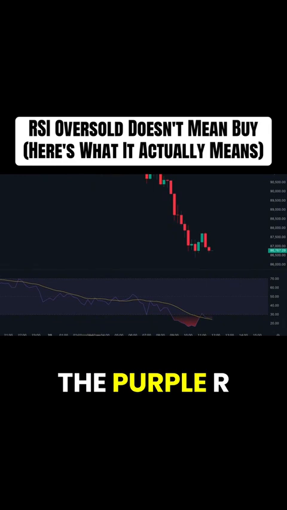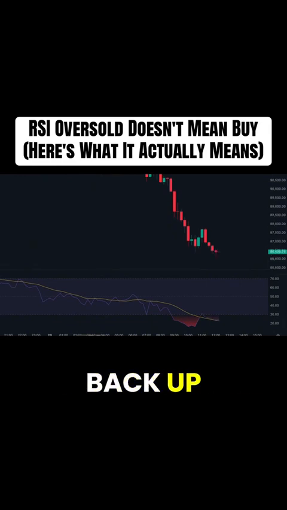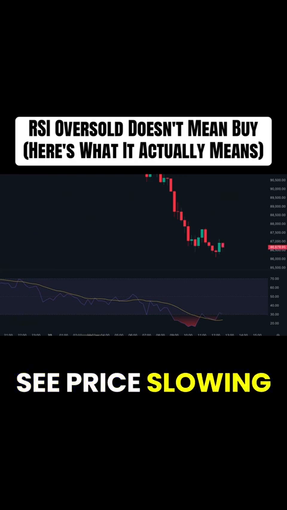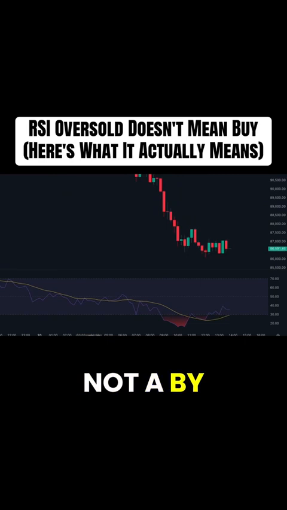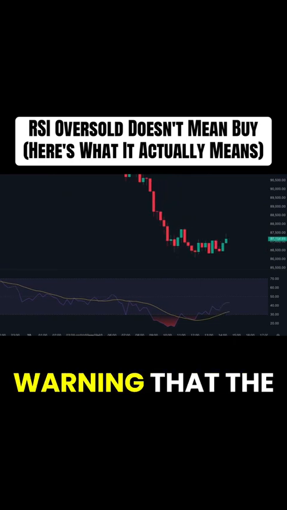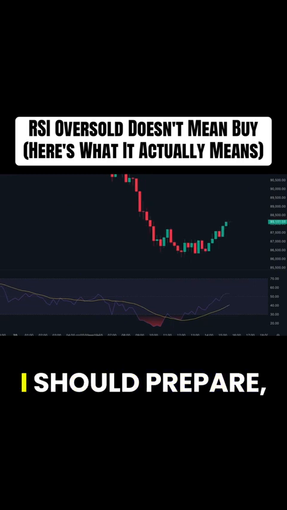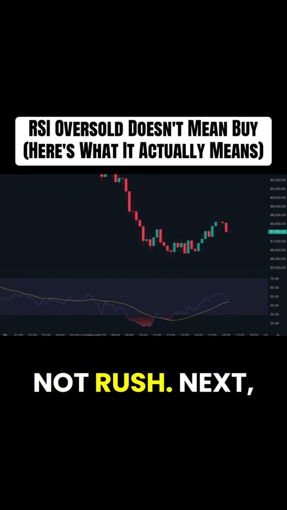I wait for the purple RSI line to start turning back up, and I want to see price slowing down near a support level on the chart. This zone is not a buy signal. It's an early warning that the down move is getting tired and I should prepare, not rush.